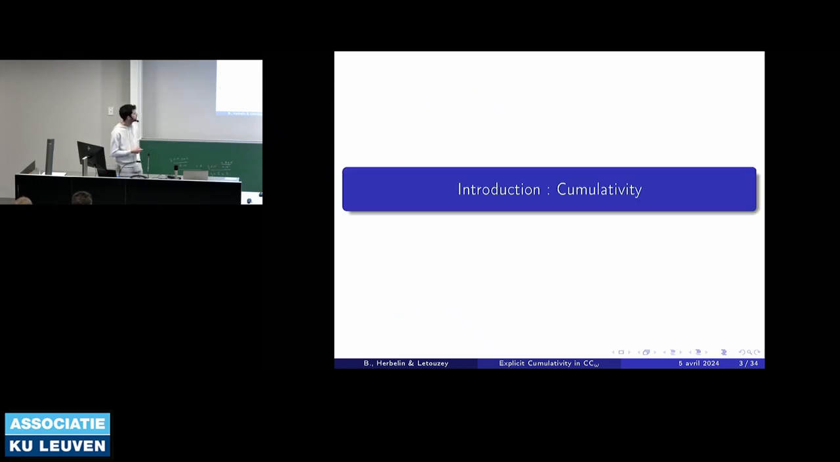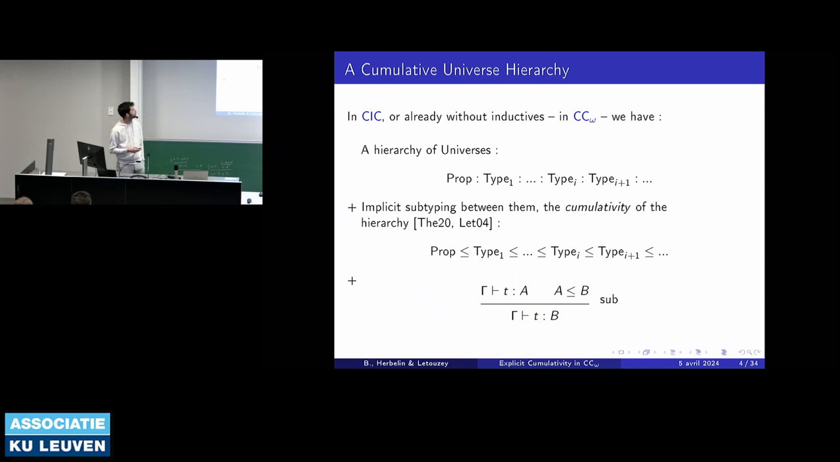So first, cumulativity, a brief recap. In CIC or even in CC omega, which doesn't have the inductive types, I won't need that for this talk, there is a hierarchy of universes. So there is the propositional universe separated from the type universes, unlike in other type theories, and there is this implicit subtyping between them. So Prop is in Type 1, there is also maybe a Type 0 in Coq or something, or a Set, but I won't need it in this talk either. And each type is included in the following one, in addition to being an inhabitant of it.